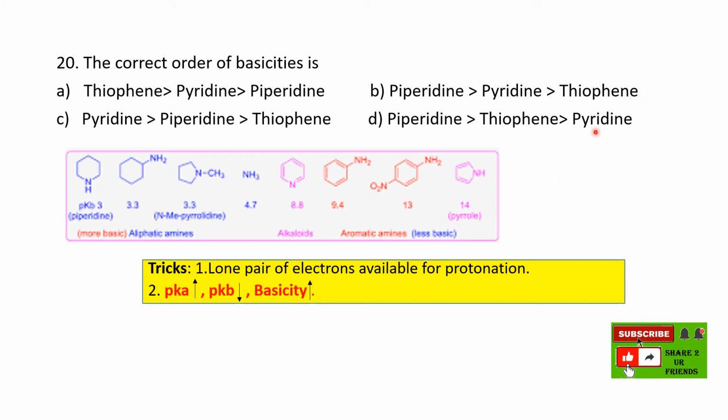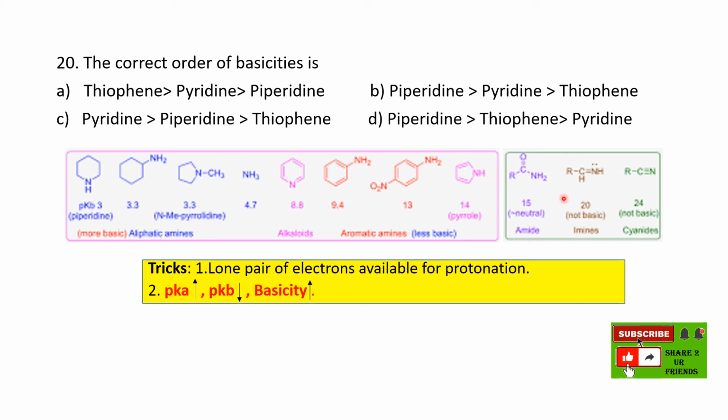At last pyrrole comes, but here pyrrole is not there; here thiophene is there. Instead of pyrrole, we can take it as thiophene. See, the pKb values keep on increasing. If the pKb value increases, the basicity decreases. So the least basic is pyrrole, and the most basic is piperidine. And some of the compounds I would like to show: the pKb values keep on increasing, but these are not at all basic.